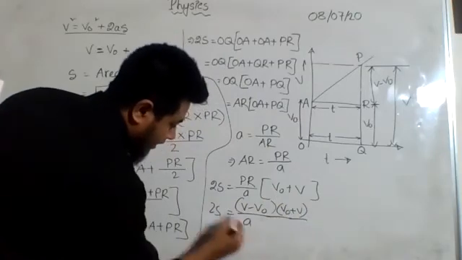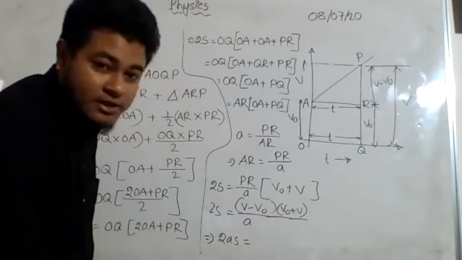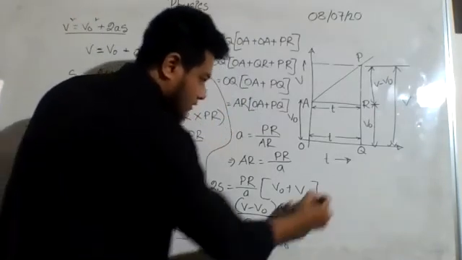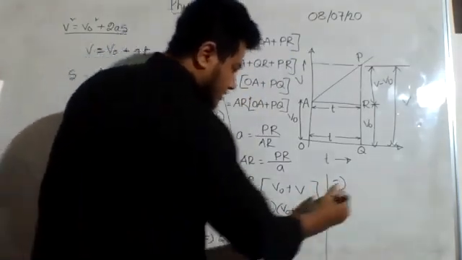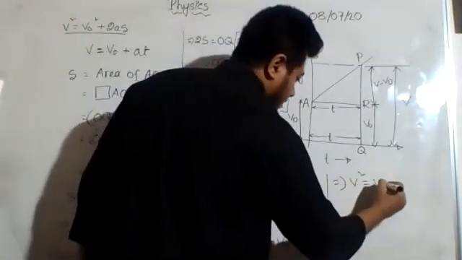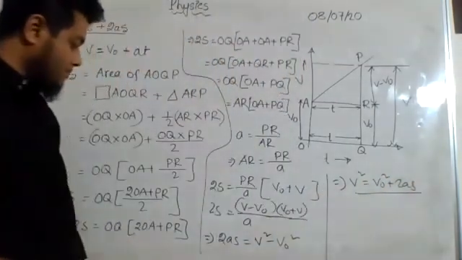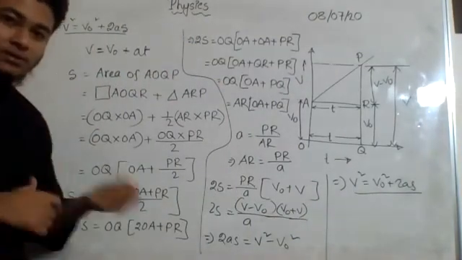2S. So A I will cross multiply, it will become 2AS equals (V plus V0)(V minus V0), the (a plus b)(a minus b) formula, so V squared minus V0 squared. If I change the side, V squared is equal to V0 squared plus 2AS. This is a little bit lengthy derivation, but it can be done.